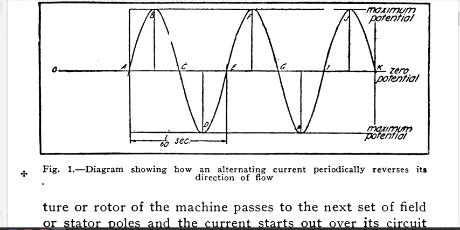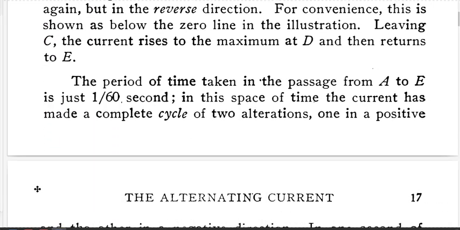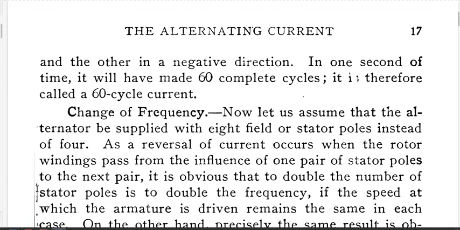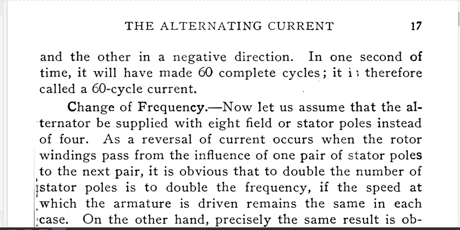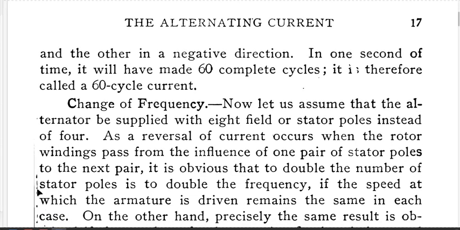Leaving C, the current rises to the maximum at D and then returns to E. The period of time taken in the passage from A to E is just 1/60th of a second. In this space of time, the current has made a complete cycle of 2 alternations, one in a positive and the other in a negative direction. In 1 second of time, it will have made 60 complete cycles. It is therefore called a 60-cycle current.